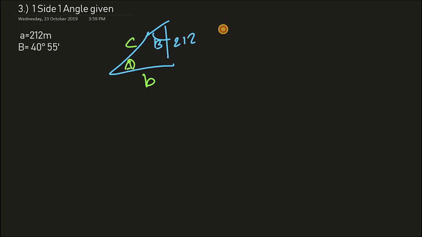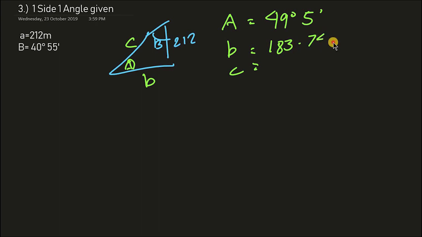So I will provide the answer and try pausing the video and solve for it. So A, B, and C. So angle A would be equal to 49 degrees, 5 minutes. Side B is 183.7481. Side C is equal to 280.5483. Okay, so these are the answers, guys.